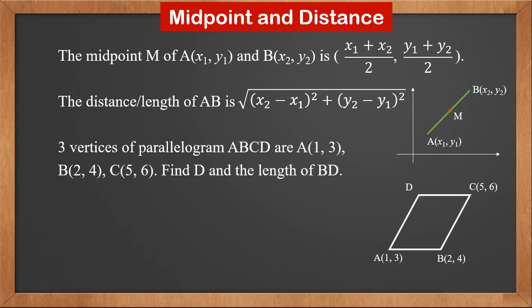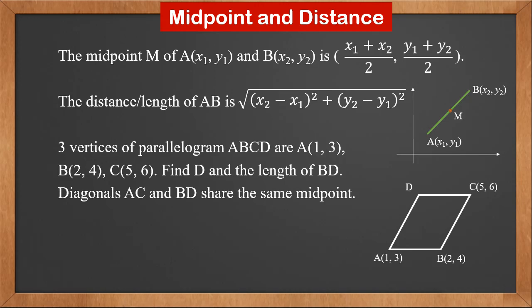Three vertices of parallelogram ABCD are A(1, 3), B(2, 4), C(5, 6). Find D and the length of BD. Diagonals AC and BD share the same midpoint. The x-coordinate of the midpoint of AC is (1 plus 5) over 2. The x-coordinate of the midpoint of BD is (2 plus x) over 2. They are equal. So x is 4.